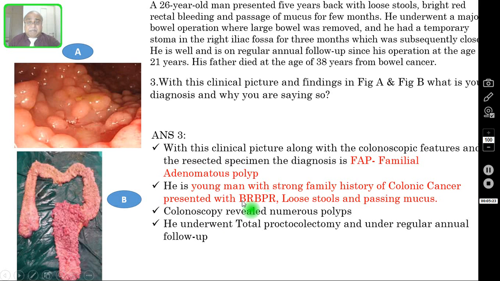He is a young man with a strong family history of colonic cancer because his father died at the age of 38 years because of colonic cancer. The patient presented with bright red blood per rectum or hematochezia, loose stools, and he is also passing mucus. Colonoscopy revealed innumerable polyps all over the colon, and he underwent total proctocolectomy, and he is under regular annual follow-up.